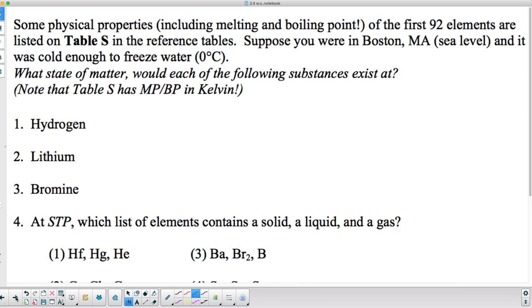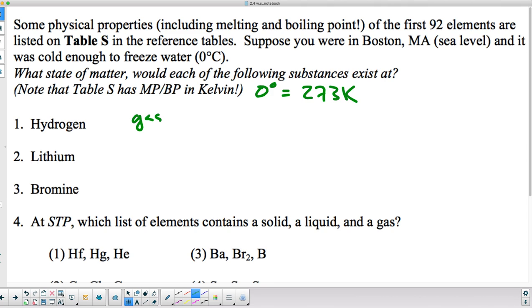So hydrogen would exist as... 0 degrees Celsius is equal to 273 Kelvin. And if you notice in table S for hydrogen, the boiling point is very, very low in Kelvin. So this would, of course, be a gas. I don't have table S in front of me, but I can tell you that hydrogen's boiling point is very low, literally like 5 or something Kelvin. I forget what it is. But 273 is way to the right of that, which puts that firmly in the gas.